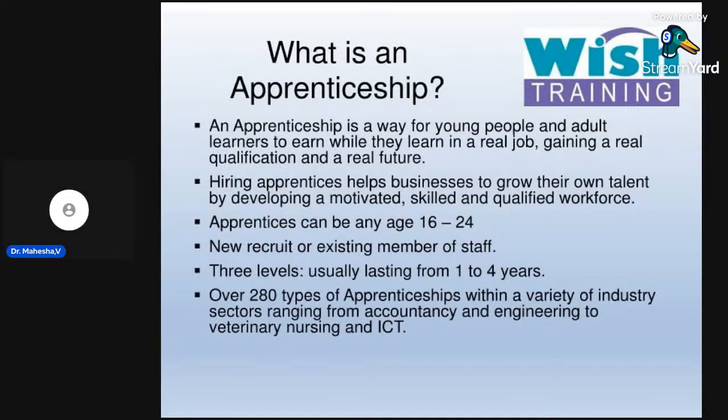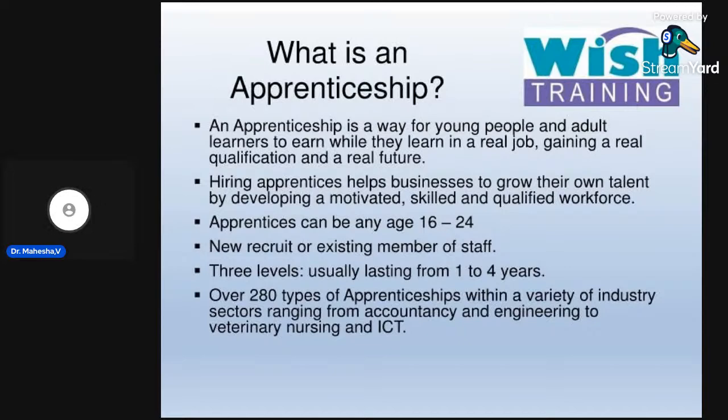An apprentice can be any age between 16 and 24 years. 16 years means normally those after 10th, ITI or diploma holders, up to BE graduates or MTech graduates; they all come under this apprenticeship training. They may be new recruits or existing members of staff. If they are apprentices, they are newly recruited, and if they continue, they become existing staff of the organization. There are 3 levels, usually lasting from 1 to 4 years.